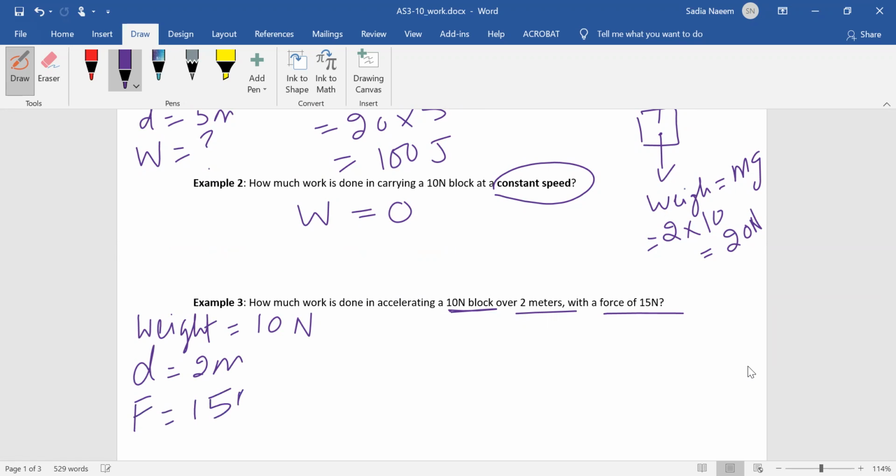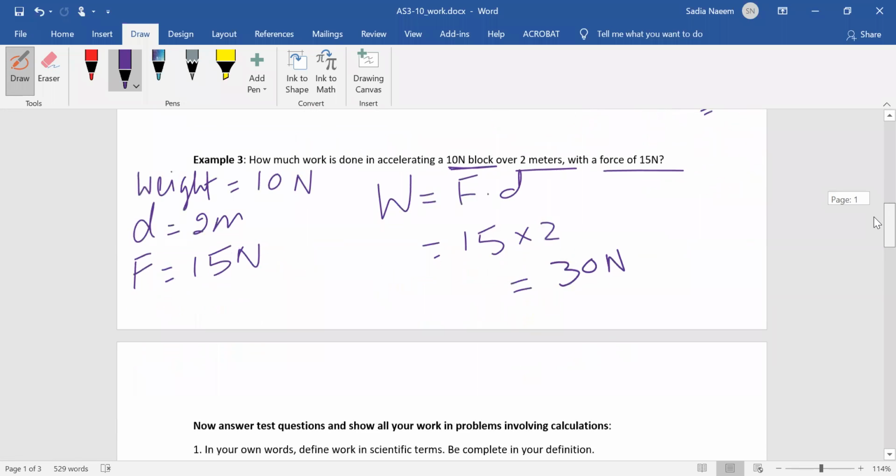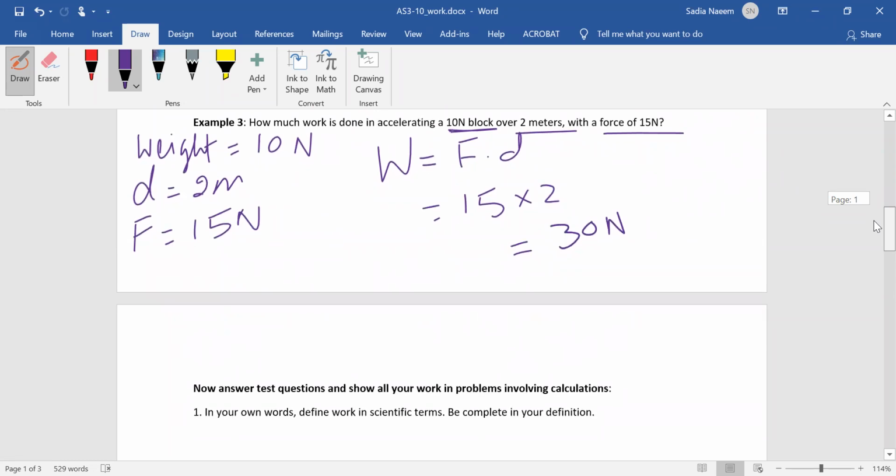That's 15 Newtons. So the work done would be, again, FD, F times D, which is 15 times 2, which is 30 joules. So you have to make a differentiation between which force is doing the work. That's the one that goes in the formula.